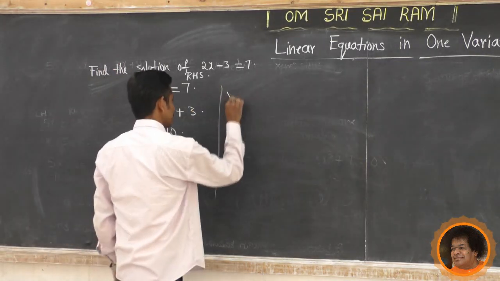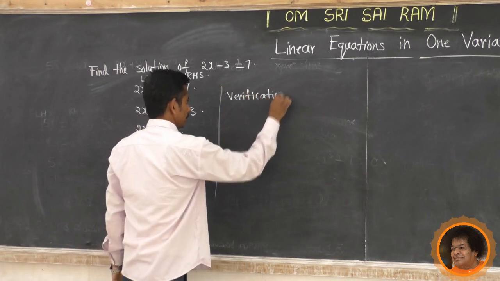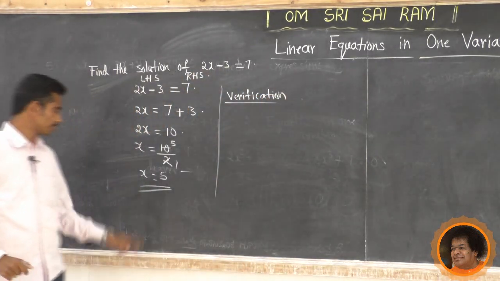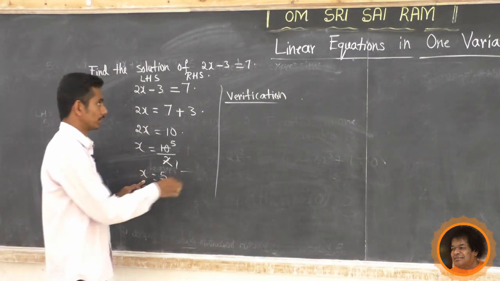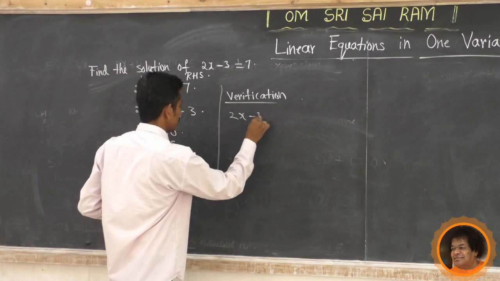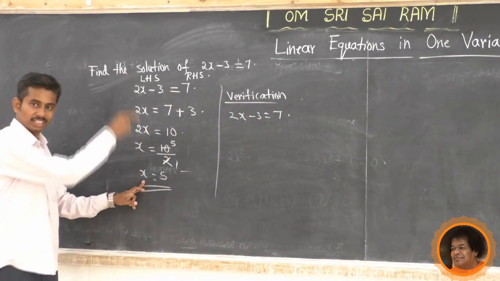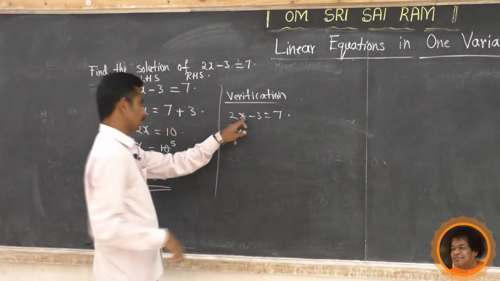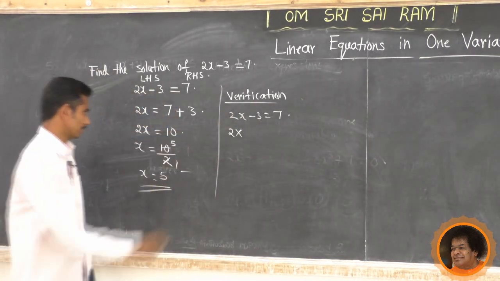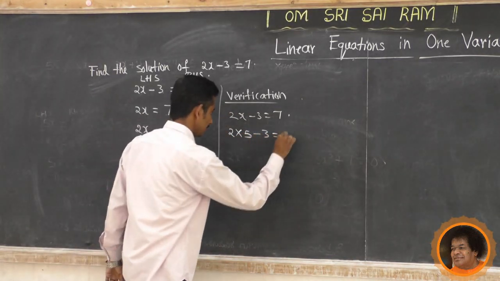Just verify, is it a solution for the linear equation? What is the value of x? x equal to 5. Write the equation 2x minus 3 equal to 7. Now substitute the value of x in the equation. What is the value of x? x equal to 5. Substitute: 2 into 5 minus 3 equal to 7.